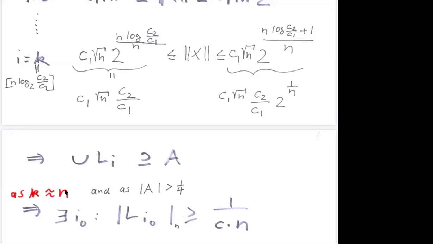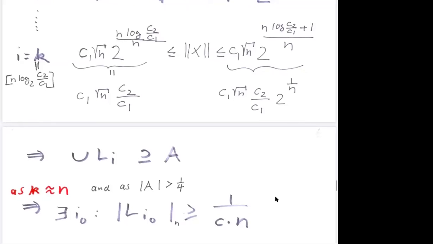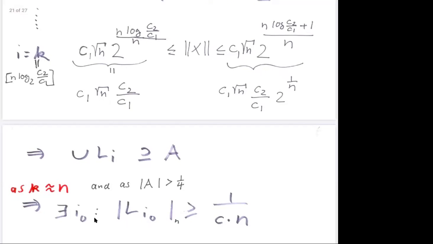And as k is roughly n, and as the volume of A is big, namely bigger than 1 over 4, we know that there must exist at least one i0, so that the volume of L_i0 is bigger or equal than 1 over C times n, and C can actually be taken to be equal to 4.